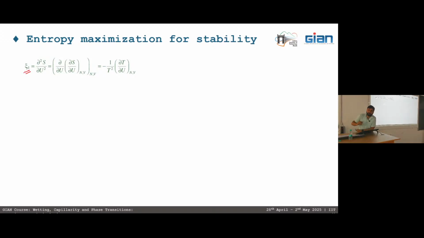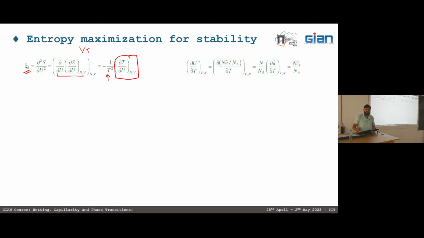Now let's first evaluate psi 1. So psi 1 is del 2s by del u whole square. In the previous slides, we found that del s by del u is 1 by T. So we take its double differentiation, and we get minus 1 by T square del T by del u at constant n and v. Now T is absolute temperature, so it will always be a positive quantity. If this term comes out to be positive, then we can say that psi 1 is negative, else psi 1 would be positive. So let us see if this del T by del u at constant n and v is a positive quantity.